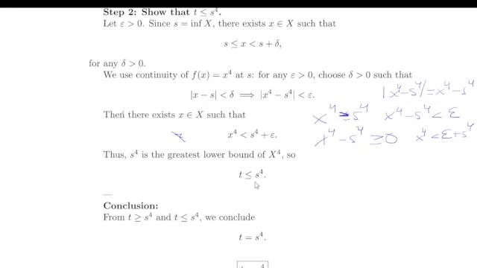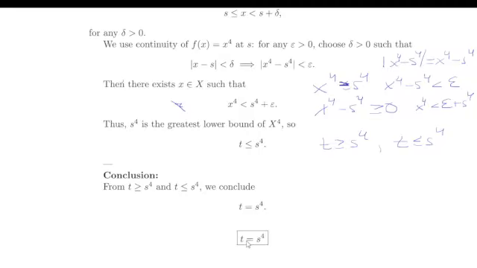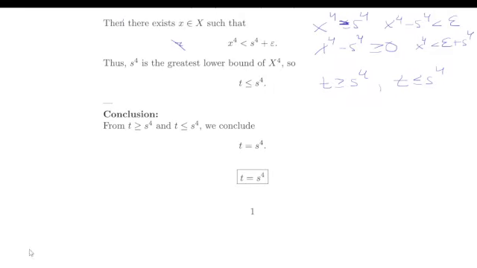Thus, s to the fourth is the greatest lower bound of x to the fourth. So that means that t has to be less than or equal to s to the fourth. So what we've shown is that t is greater than or equal to s to the fourth, and t is less than or equal to s to the fourth. Well, the only way that both of these statements are true is if t is equal to s to the fourth. And so that proves what we needed to.